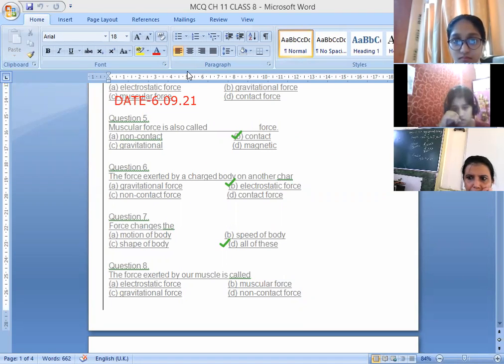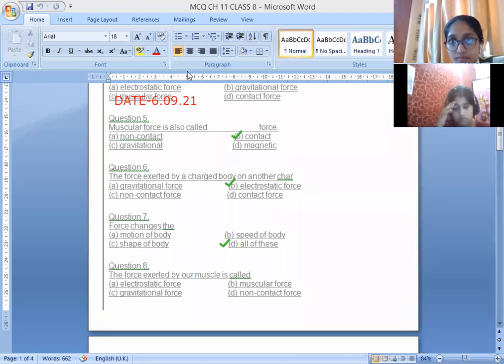Yes, Saksham Tiwari. Answer 8. Give the answer of question number 8.